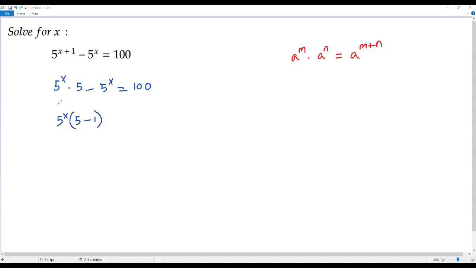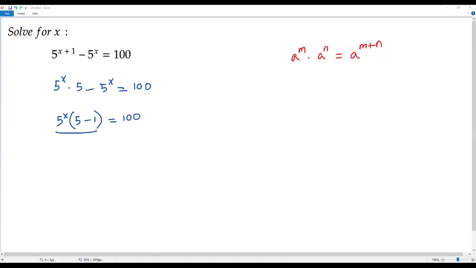Okay, since 5 to the xth power is factored out, to get the stuff inside the parenthesis, usually what we have to do is divide each of these two terms by the one I factored out. If I divide this one by 5 to the xth power, I'm just getting 5. So I'm writing the 5 over here. If I divide this one by 5 to the xth power, I'm getting negative 1. So equals 100.